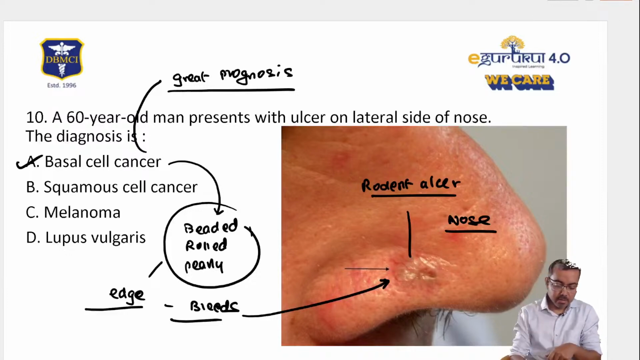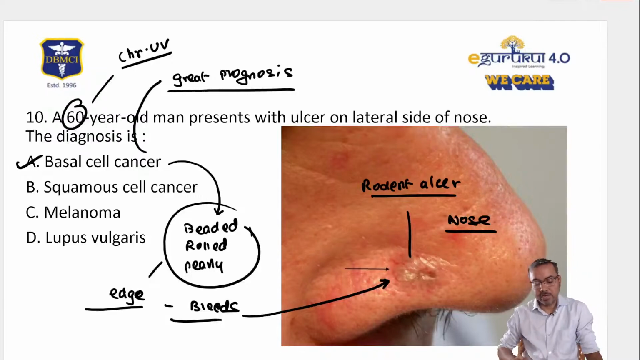This old man is usually going to have chronic ultraviolet light exposure, which creates this rodent ulcer. It's the most common cancer in immunocompetent people. Typical rodent ulcer, good prognosis. Metastasis is very, very rare, and surgical excision is usually done.